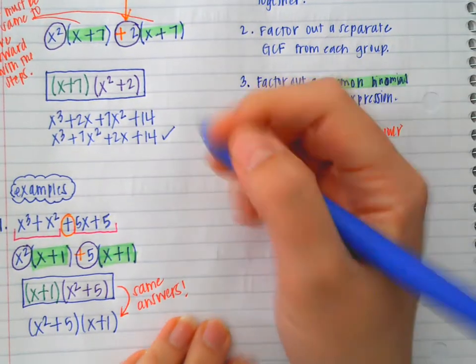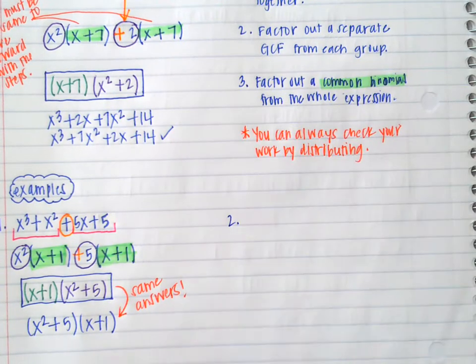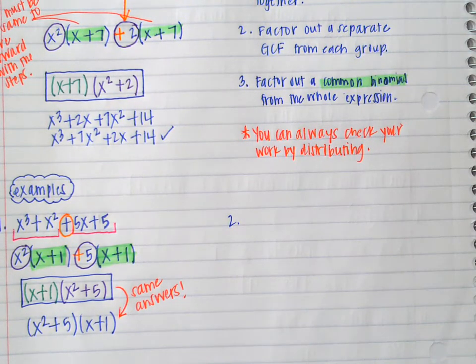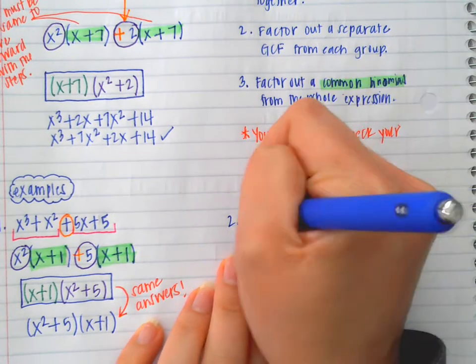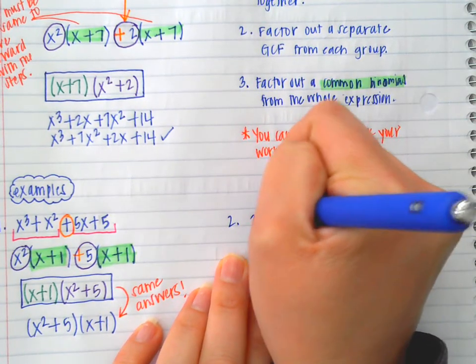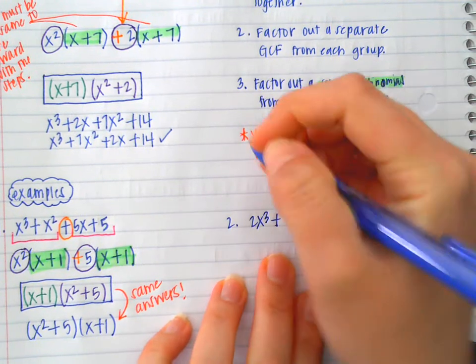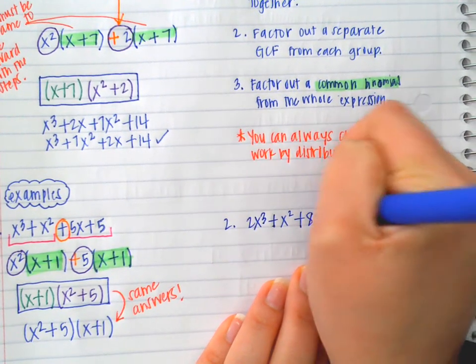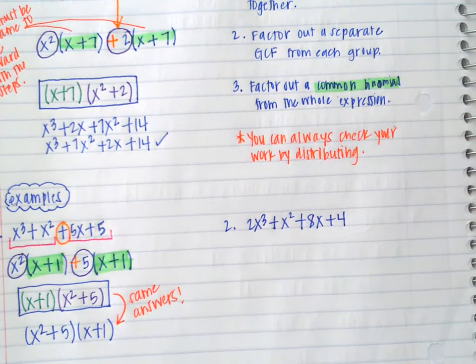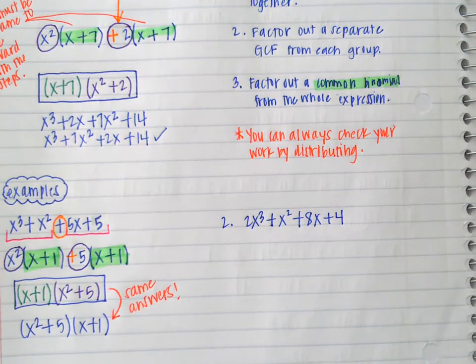Okay, so for number 2, I want you guys to try this one on your own, and I promise I'm going to write this one down correctly. Try it on your own and then check your work with mine. This one is going to be 2x cubed plus x squared plus 8x plus 4.